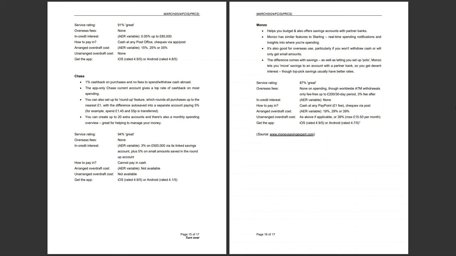And in terms of paying in, well, you can pay cash in at any PayPoint, but it's important for Jade to take into account there is a £1 fee with this. And you can pay checks in via post, so it's not as good as the Starling option in that respect, in which you can pay in checks via the app. Arranged overdraft cost, well, the AER is 19, 29 or 39%, and the unarranged overdraft cost is as above if applicable, or 39%, with a maximum of £15.50 per month. Now, this is not as good as Starling, although it's important to note that Chase doesn't offer an overdraft facility at all.